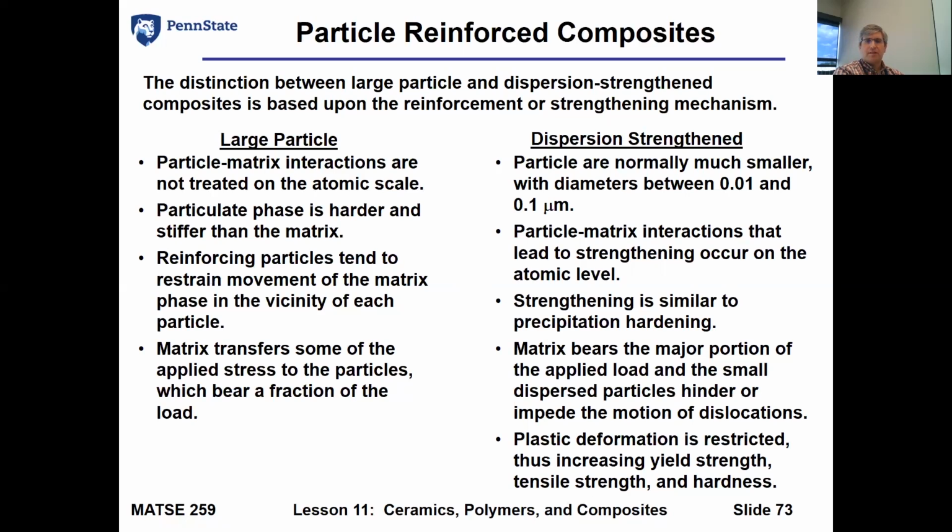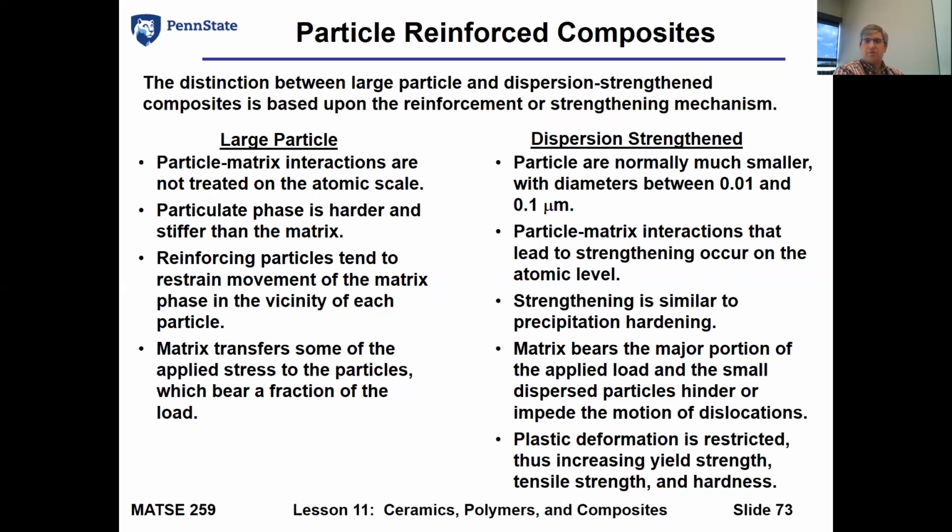Now, dispersion strengthened composites tend to operate at a little more of an atomic level. So the particles are much smaller. They're typically in the nano size range. With the particle-matrix interactions, the strengthening occurs a little more at that atomic level. So you have much smaller defect distributions.